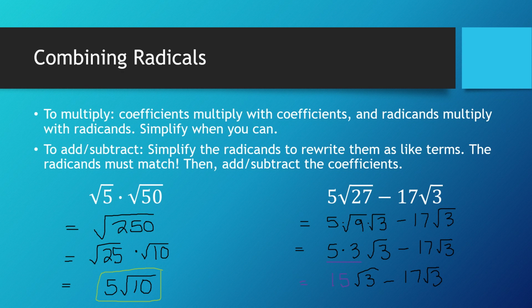And now that my radicands match, I have a square root of 3 in both terms. Now I can subtract them. So I'm really going to take the 15 and subtract 17 to get my brand new coefficient. And when I do that, I get -2. And then the square root of 3 stays. I don't change it. I just leave it alone. All I did on this last one was subtract the two coefficients from each other. 15 minus 17 gave me the -2.